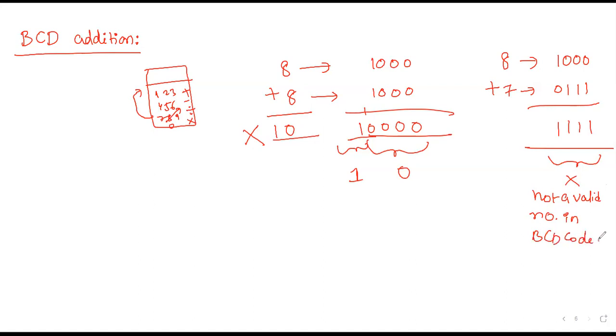So when you do the addition of decimal digits using BCD code, you will get these types of results. 8 plus 8, if you do, you are getting 10 as the result. 8 plus 7 gives a number that is not a valid BCD code number. So how do we do addition of decimal digits using BCD? You will see.